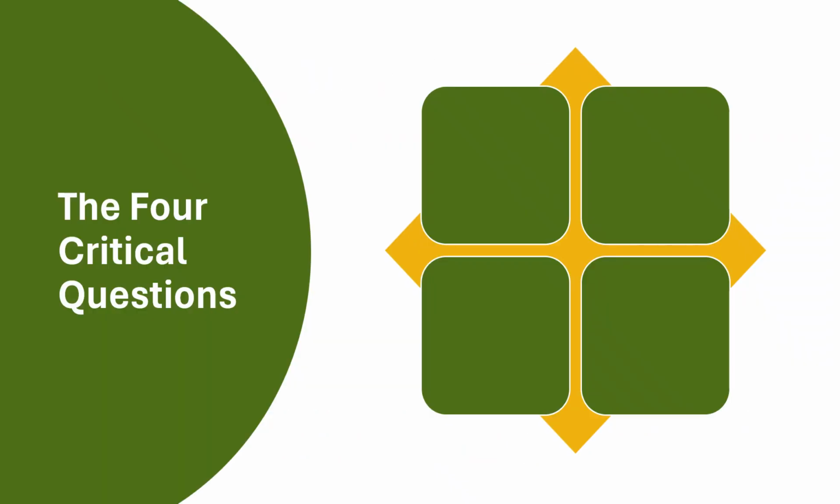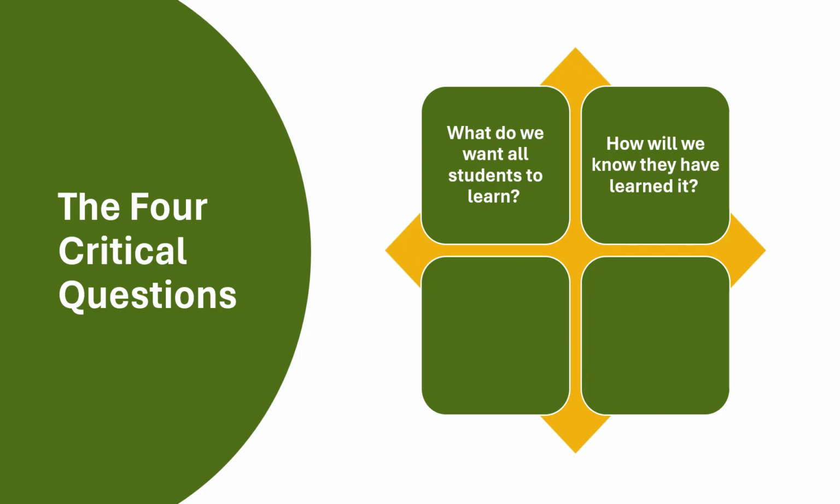So let's take a look at four critical questions that form the backbone of effective professional learning communities. First of all, what do we want our students to learn? This question guides curriculum, sets clear, consistent expectations across the board. Next, how will we know that they have learned it? This is where assessment comes into play. It's essential to have reliable measures in place to track student progress, something that your collaborative group can generate together.